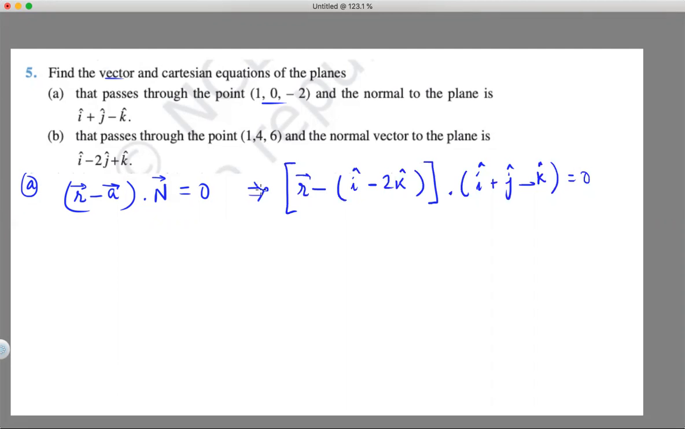Now let's write it in the Cartesian form. How do we write it in the Cartesian form? x minus x1 into the direction ratio, plus y minus y1, okay, plus the third direction ratio, which is c, z minus z1.